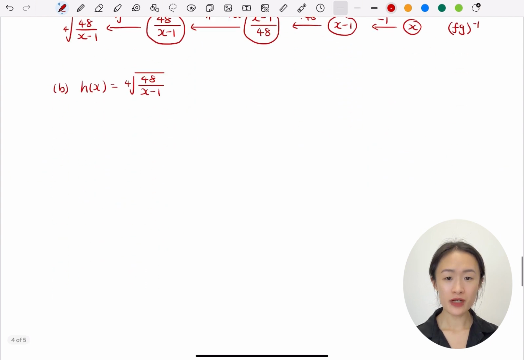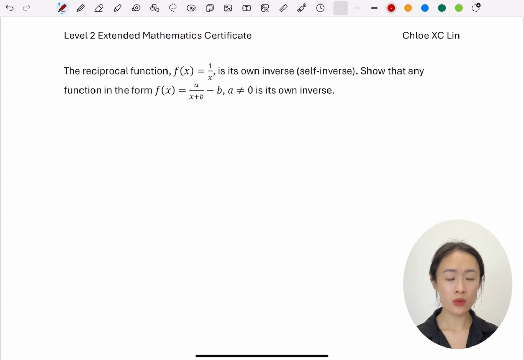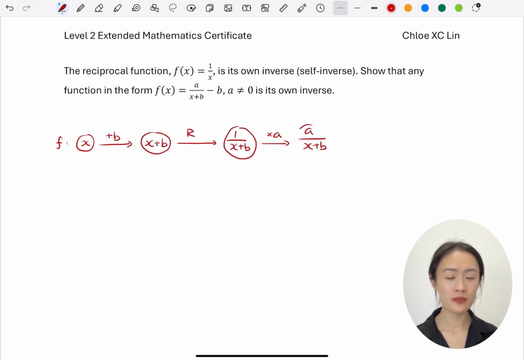So now let's look at the final question. Any function in the form of a over x plus b, take away b, is self-inverse. So let's check this. Let's look at the function f and see what it does to x. f takes x, adds b, that gives us x plus b, and then reciprocate, that is 1 over x plus b, times a, and then subtract b.